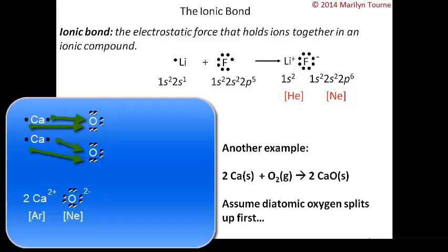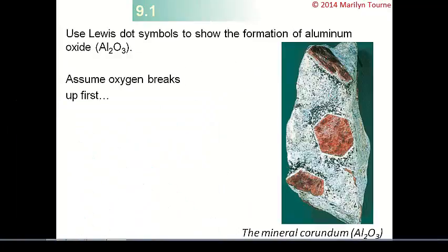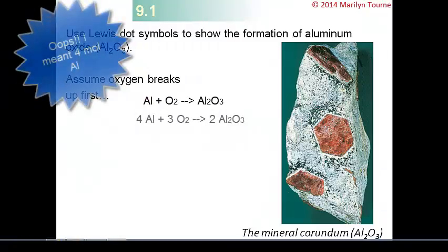Let's do another example. This is example 9.1 in your chapter. It reads, use Lewis dot symbols to show the formation of aluminum oxide, which is Al2O3. Assume the oxygen breaks up first. So aluminum oxide comes from aluminum and atomic oxygen, obviously, because it's telling us to break it up first. Let's first write the reaction. It's aluminum plus oxygen, O2, yields aluminum oxide. Well, this is not balanced, so we have to balance it: 2 moles of aluminum plus 3 moles of oxygen yields 2 moles of aluminum oxide.